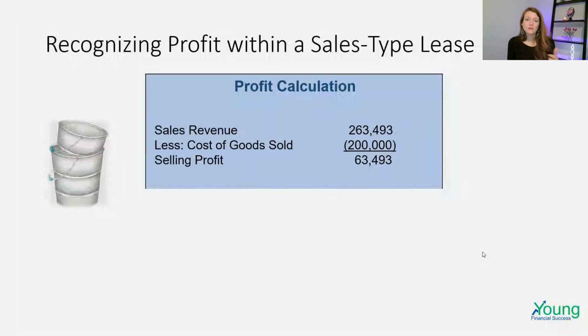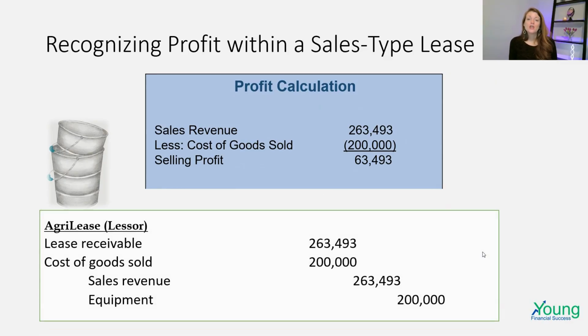So we've got the sales revenue coming in, the money that they're going to be getting from these lease payments, the 263,493, the present value of the lease payments. The cost of goods sold is the carrying amount of the asset, which was 200,000. So the difference is going to be recognized as selling profit right up front. So for the lessor, the owner of the asset, our lease receivable is going to be the 263,493, just like we saw before. But we are going to record a cost of goods sold if there's going to be profit. So we debit cost of goods sold just like we would do with inventory.